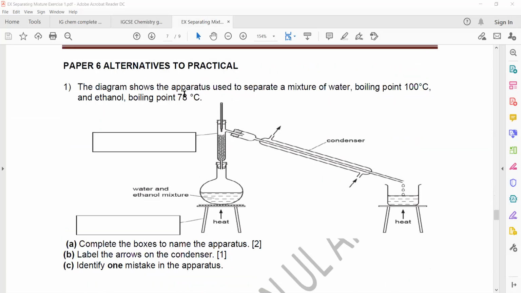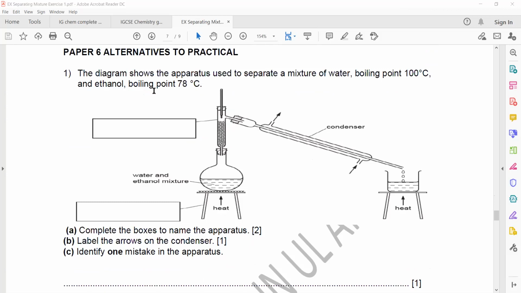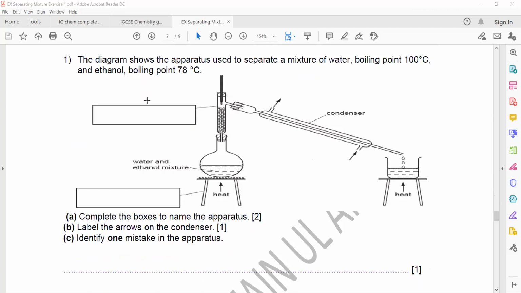The diagram shows an apparatus used to separate a mixture of water, with a boiling point of 100, and ethanol, with a boiling point of 78. Complete the boxes to name the apparatus. What do we call this thing? I highlighted this one. What do we call it? Any idea? Stand, or tripod stand, you can say.